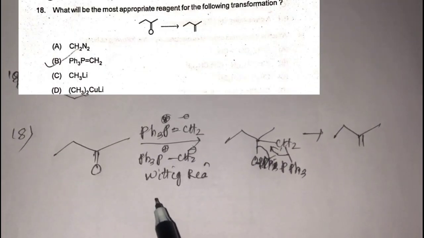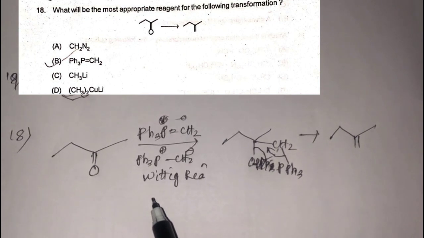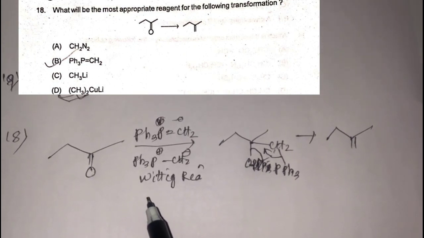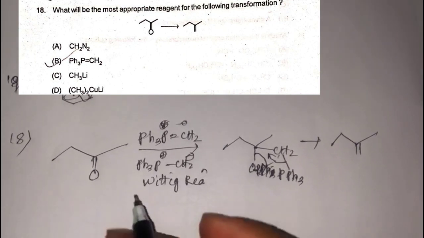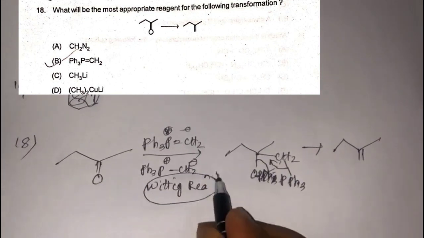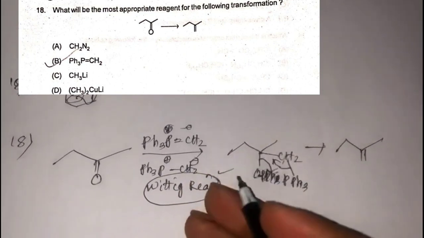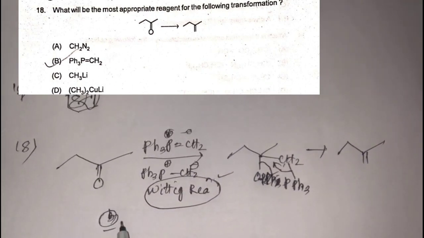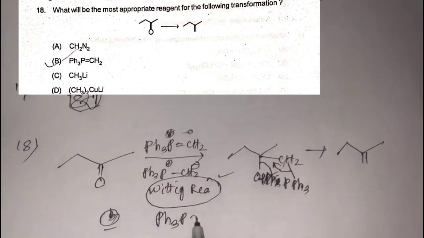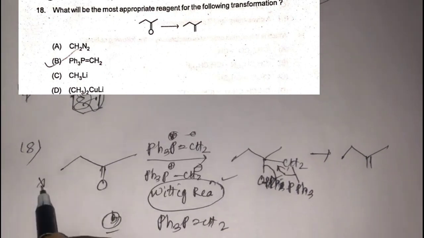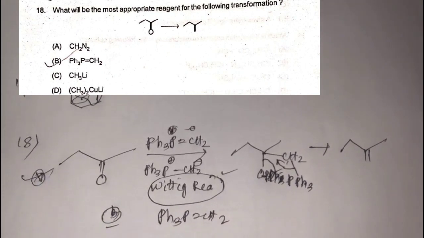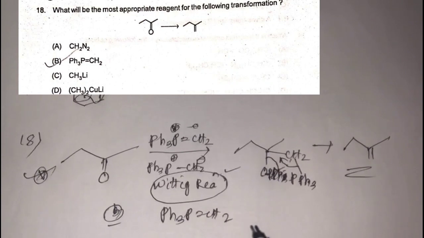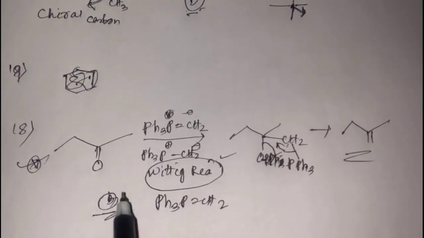So switch over to our next question: what will be the most appropriate reagent for the following transformation? Okay, this is your Wittig reaction. So the reagent for this question will be B, that is Ph3P=CH2. So go through the Wittig reaction mechanism, you will get that answer. So the correct option is B.